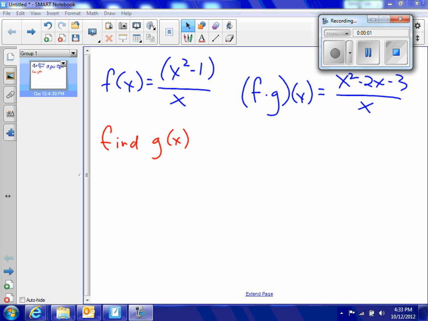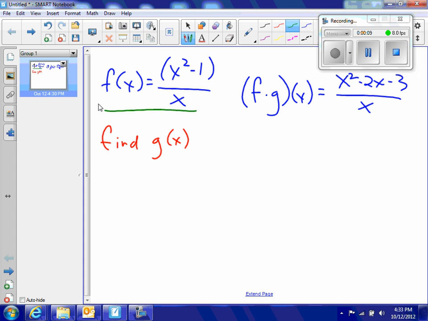This is problem 1 from the chapter 2 quiz 1. So it's given f of x is equal to that, and f times g of x is equal to that. I'm supposed to find g of x. So this problem kind of takes the form of this.